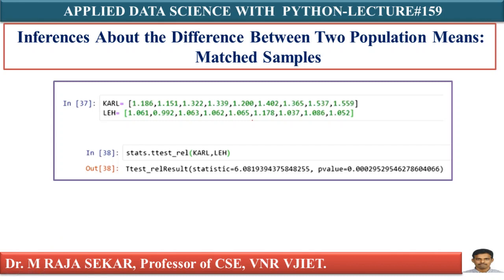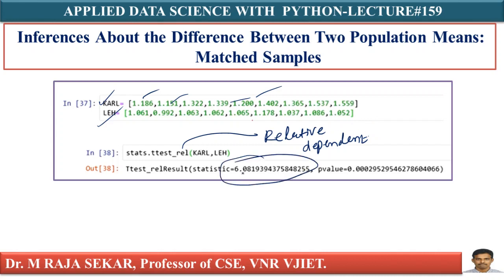If you want to perform this test in a Jupyter notebook, this is the Carl method, this is the Lehigh method. I am collecting data from the given problem. Stats t-test REL. REL means relative. What does relative mean? That means dependent. Now we are calculating dependent samples, isn't it? What is your 6.08? It's approximately 6.05, they are saying.